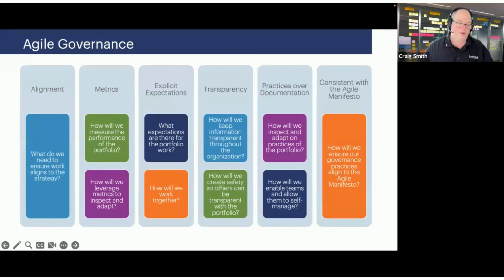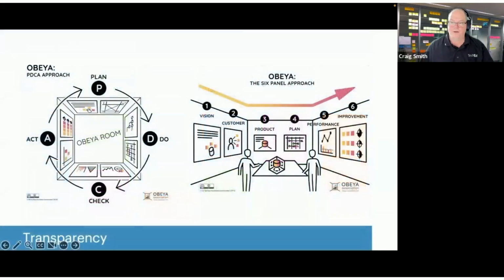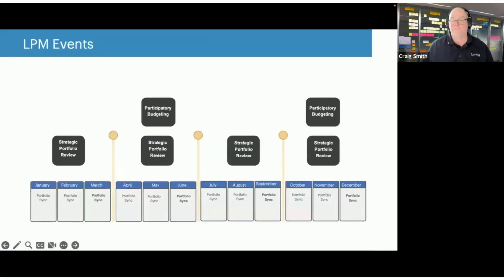So the whole area of governance, again, a whole topic in its own right, plays into how you have a successful portfolio. Which means that your transparency, so using things like boards, whether they be physical like in this diagram or virtual by using tooling, is super important.